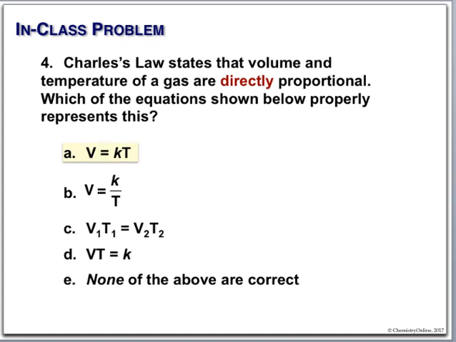Well, clearly, if you could see it, V is equal to KT, of course, that works. Now think about the algebra on the rest of these. If we bring T up here, that's VT equals K. That doesn't work, does it? This one is nonsense. This is the two-state thing, but it doesn't even work for Charles. And here, VT equals K, same thing as this. This is the only one that is in fact Charles's law. Volume directly proportional to temperature.